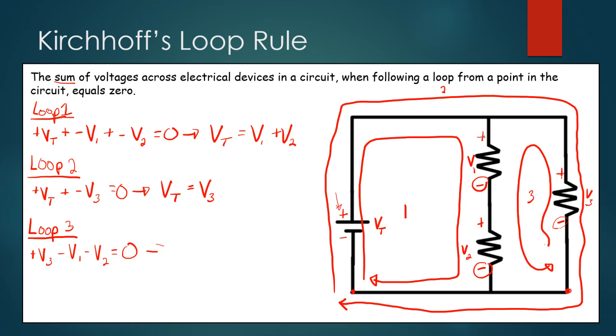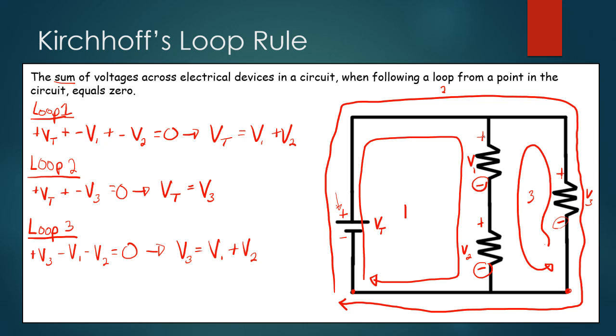Now, if I were to rearrange this, then I get V3 equals V1 plus V2. And if I look here, V1 plus V2 equals my total voltage, and my total voltage equals V3. Well, then that means that V3 equals V1 plus V2. Okay, so Kirchhoff's loop rule works out mathematically.